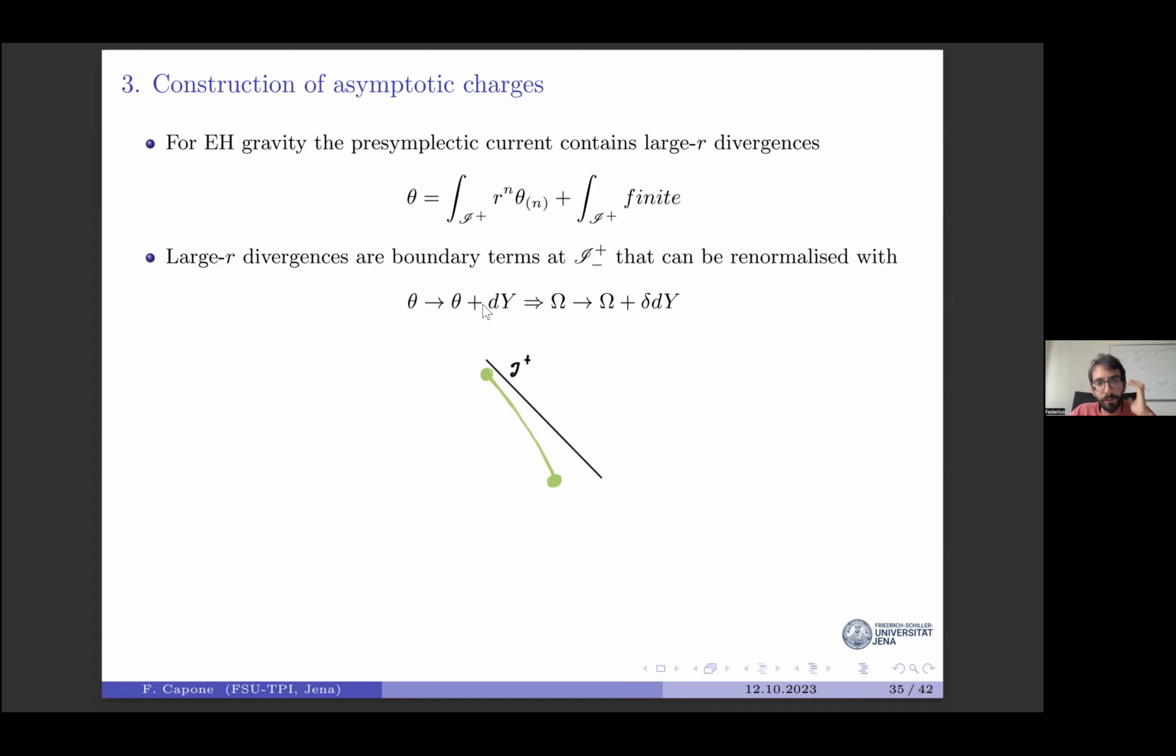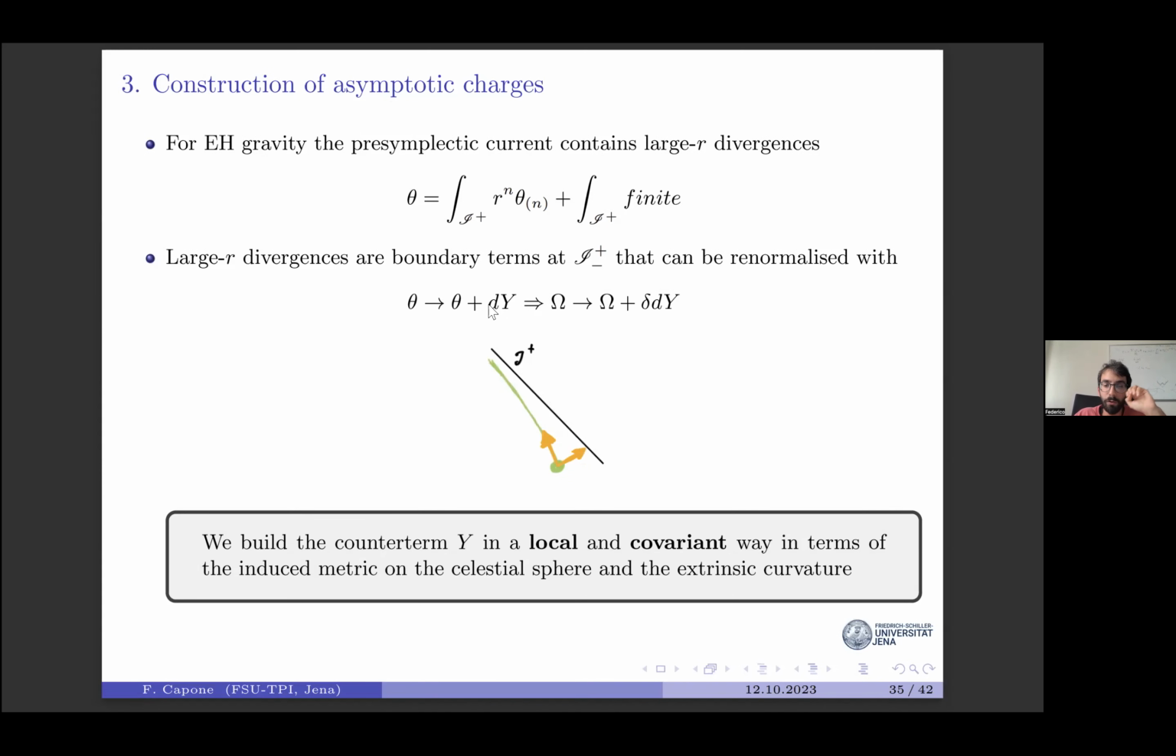I mean, this is well known that this corresponds to one of the ambiguities of the covariant phase space method. And the point is that people in literature around BMS in four dimensions always use this kind of redefinitions. But the point of novelty, I believe, in our proposal is that we build the form Y to be local and covariant, which means basically that it has only to depend on the induced metric on, let's say, this green blob here, so roughly speaking the celestial sphere, and its extrinsic curvature. Now, if you are familiar with AdS/CFT, locality and covariance is a requirement that is usually done in holographic renormalization. Let me comment about this later.